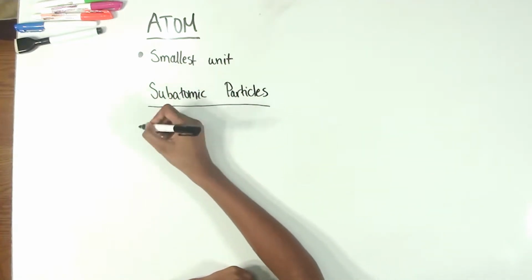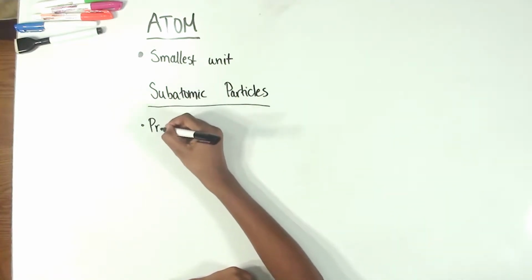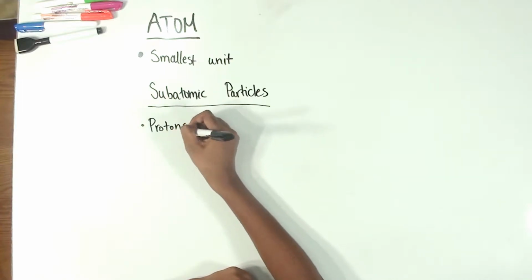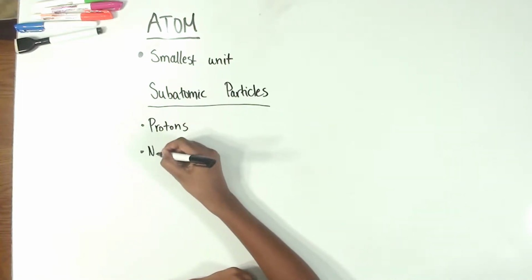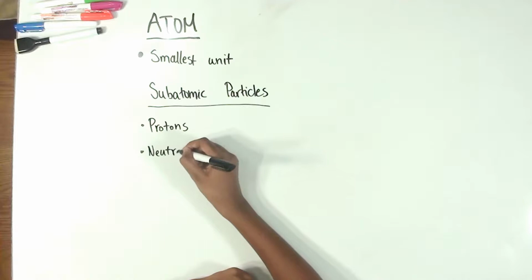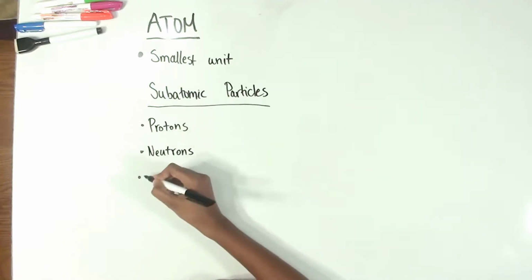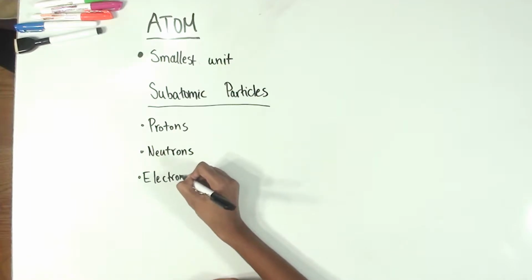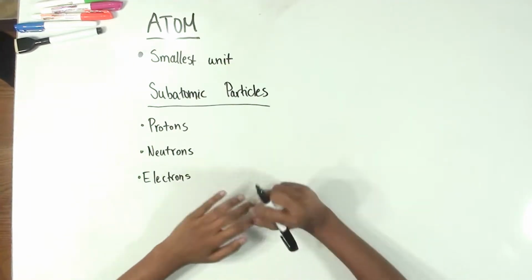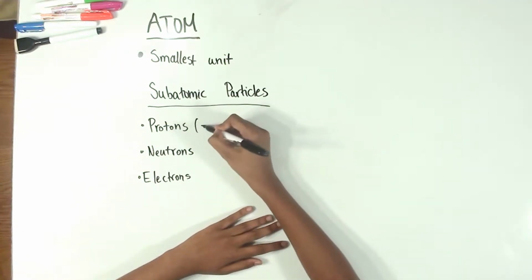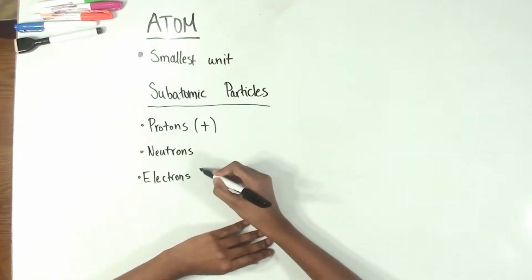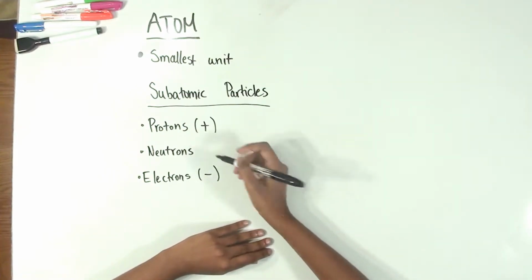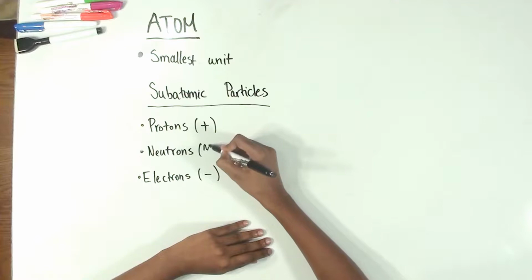And the three subatomic particles are the protons, the neutrons, and the electrons. So the protons are positively charged, the electrons are negatively charged, and the neutrons have no charge.